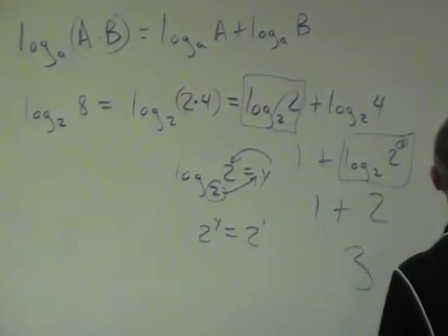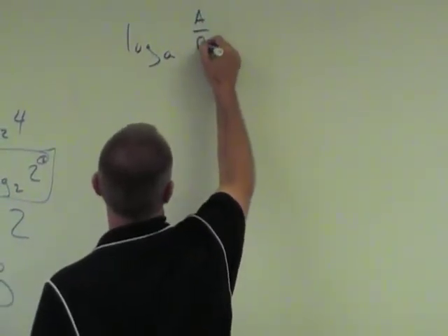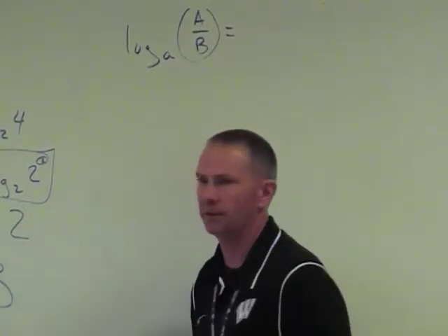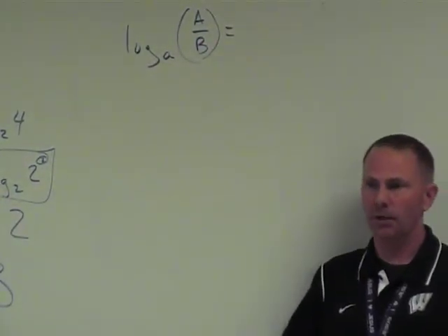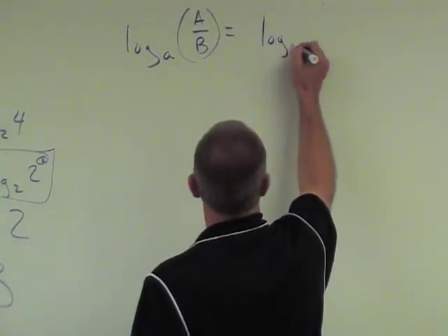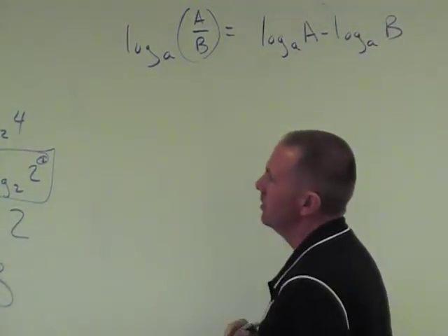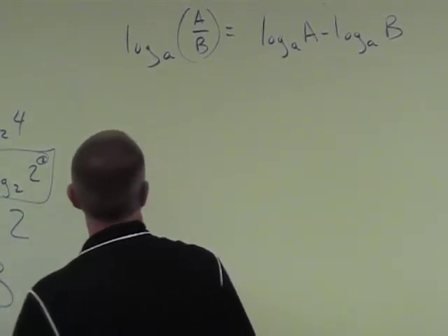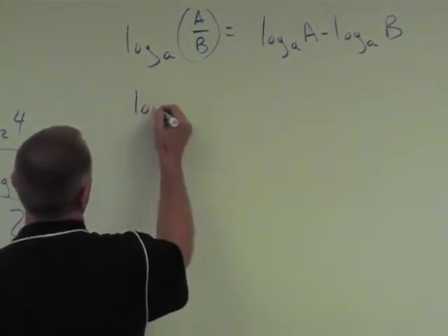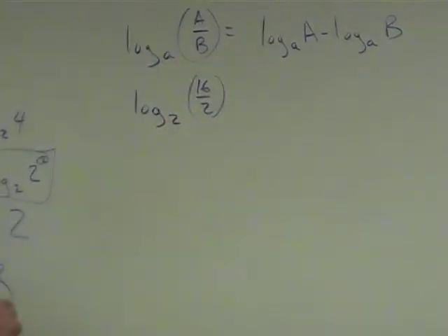Second law. Log of A divided by B. What do you think that's going to be? Subtraction. So it would be log base A of A minus log base A of B. And we use the same type of thing over here. We'll do log base 2 of 16 over 2. So we know that the answer is 3. Log base 2 of 8 is 3.